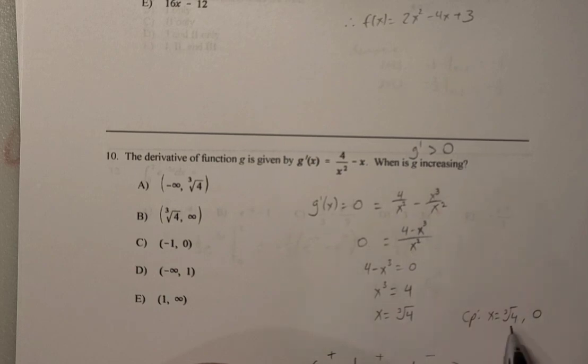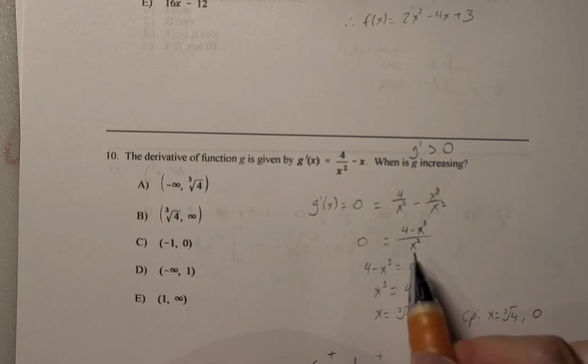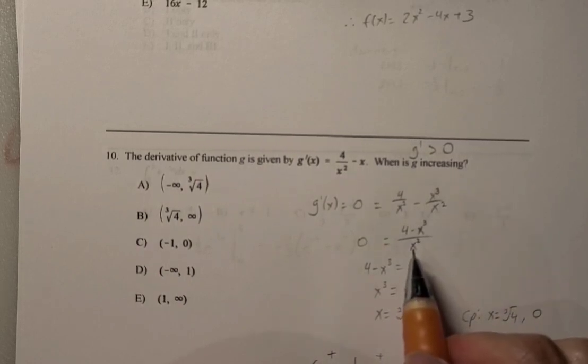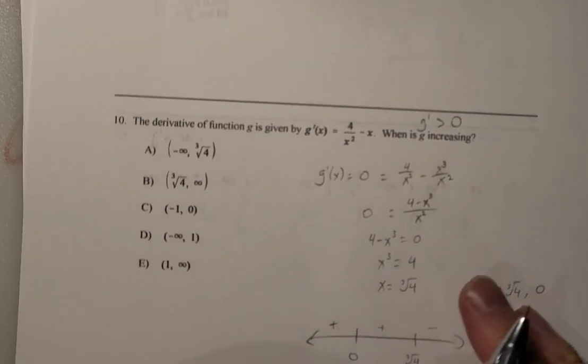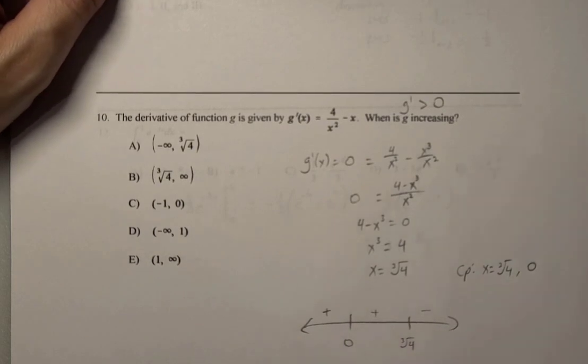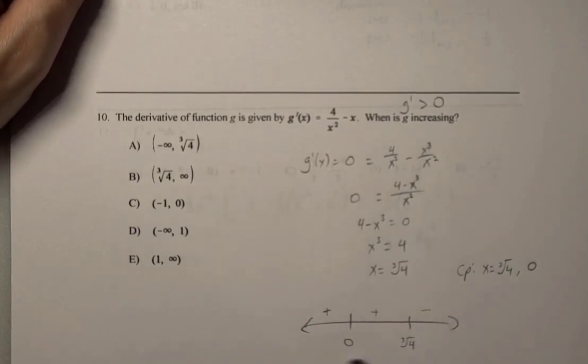So our critical points are cube root of 4, but also we want to put 0 because our critical points are also when it's undefined. So it's undefined at 0. Hopefully you can see that because it will be divided by 0. So those are our critical points. Now we do our first derivative test. So I just draw my usual number line with our critical points.